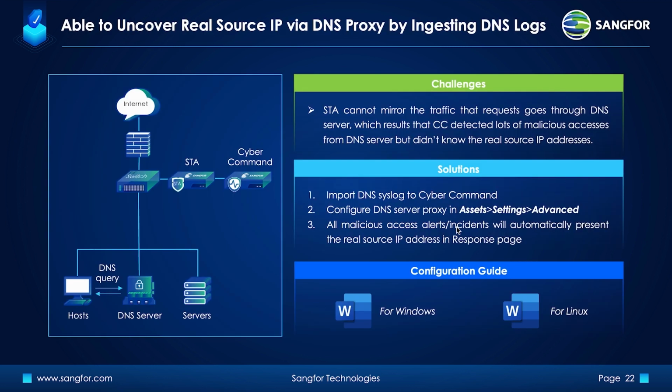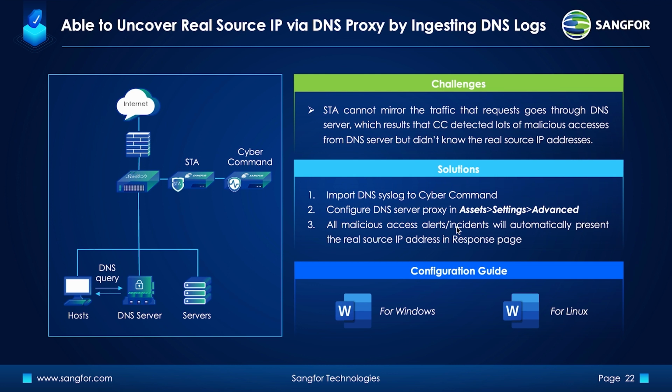And the second key function of our new version Cyber Command is we can support uncovering the real source IP via DNS policy by ingesting the DNS logs. Previously, STA cannot mirror the traffic that requires going through the DNS server, which results in SASE being unable to detect the logs of this malicious access. That means we cannot detect the real IP in a DNS policy environment. And many customers asked Sangfor, how can we solve this issue? Previously, we could not solve it, but now we can solve it.